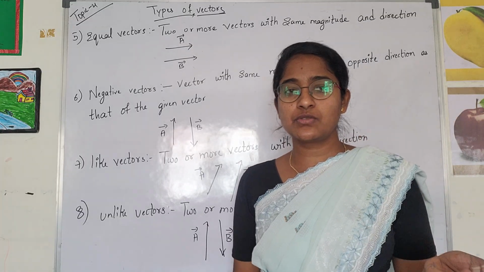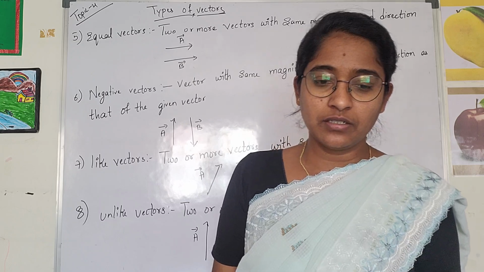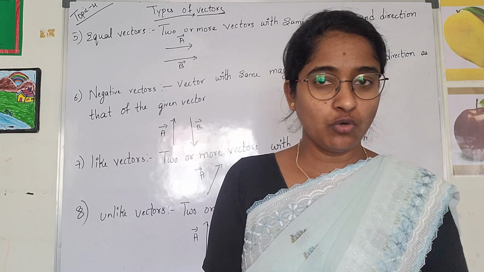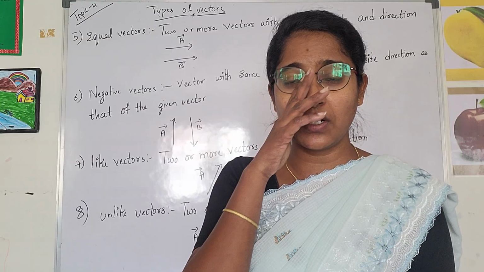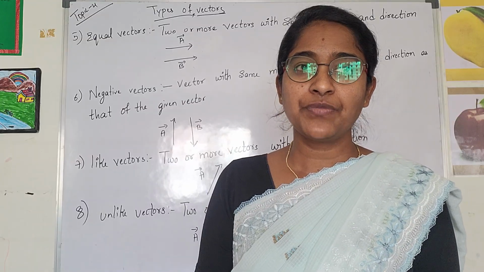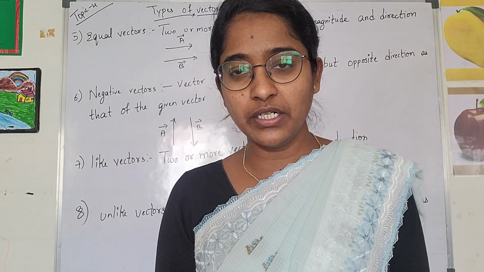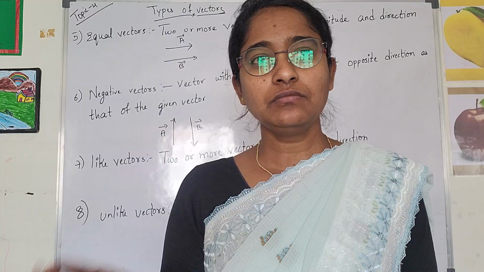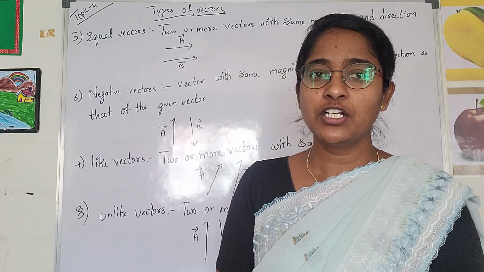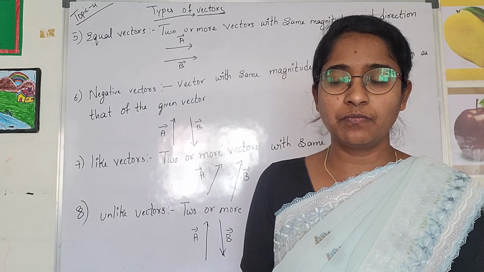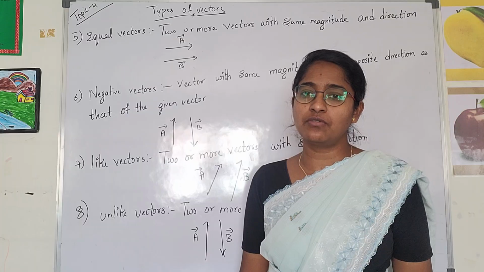Once we recap, the first vector is a zero vector. It has zero magnitude and no specific direction. Then a unit vector has a magnitude of 1 unit in a particular direction. Suppose the direction is A, then A cap is the unit vector of it.